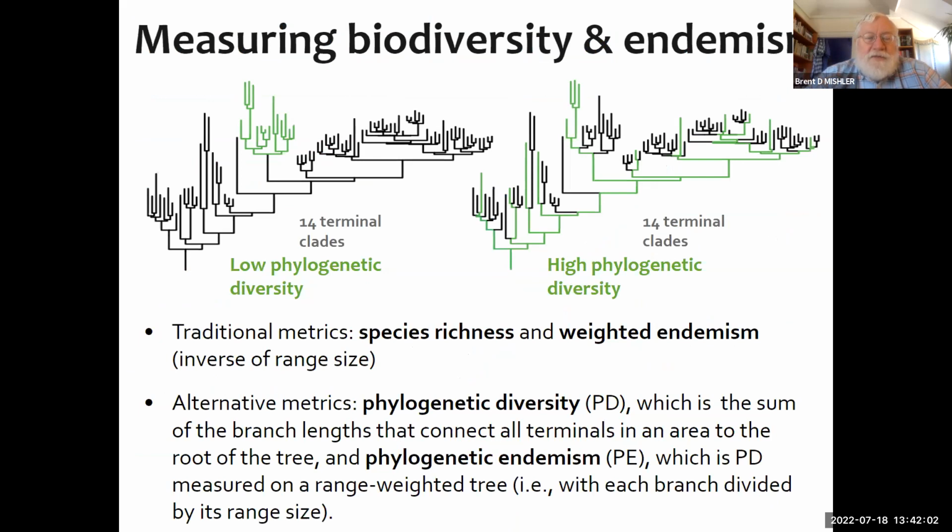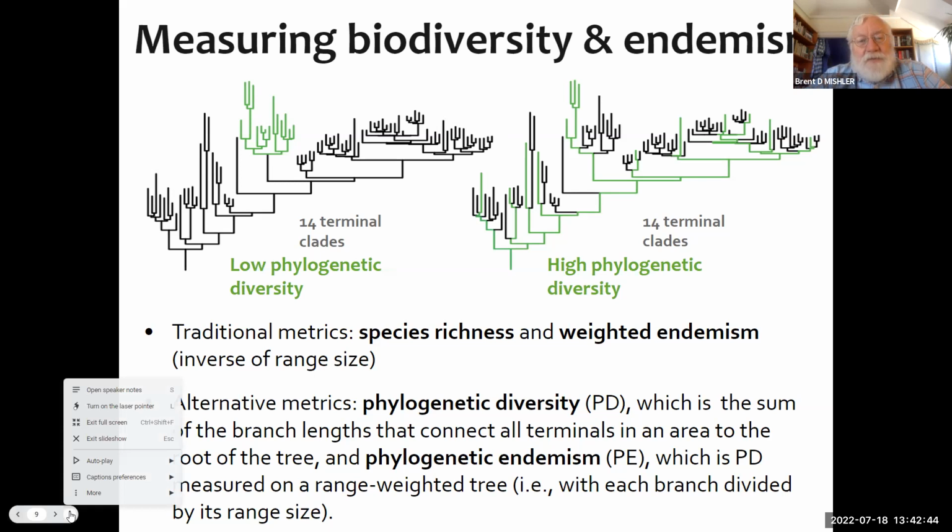Okay. So to measure biodiversity and endemism, in this new approach, we measure it right on the tree. And we're looking at the branch lengths that connect the terminal taxa that are present in some place. So the traditional metrics, species richness and endemism, are replaced by looking at the connections among the terminals that are in some place. And just as a quick visual, you can see that 14 terminal taxa in the left-hand phylogeny, those 14 are more closely related to each other than the set of 14 taxa in the other example where they're scattered on the tree, and so they're wide apart.